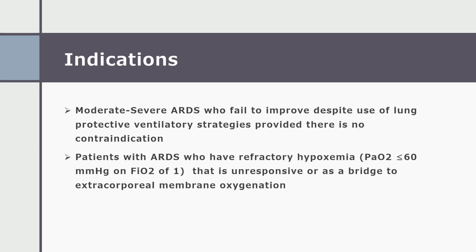Prone positioning does not appear to consistently benefit those with mild or moderate ARDS. In terms of indication for its use, it is indicated in patients with moderate to severe ARDS, meaning when the PF ratio is less than 150 mm of mercury on oxygen 60% or more and PEEP 5 or more, who fail to improve in supine position despite use of lung protective ventilatory strategy, provided there is no contraindication.